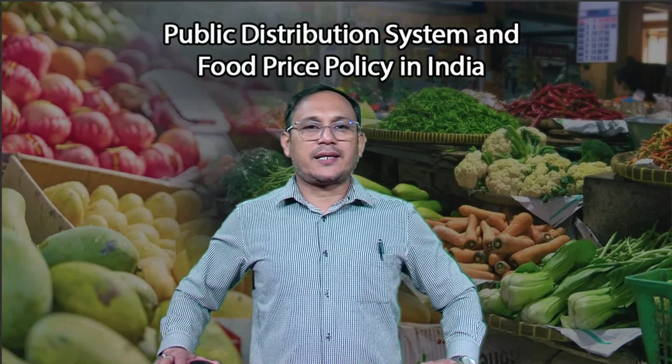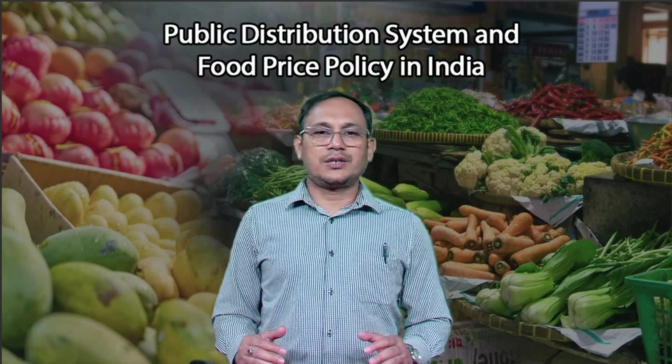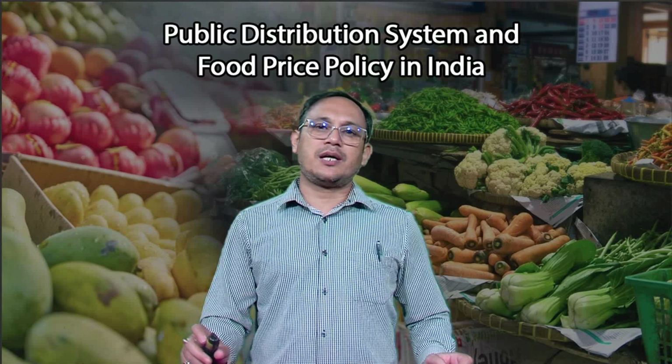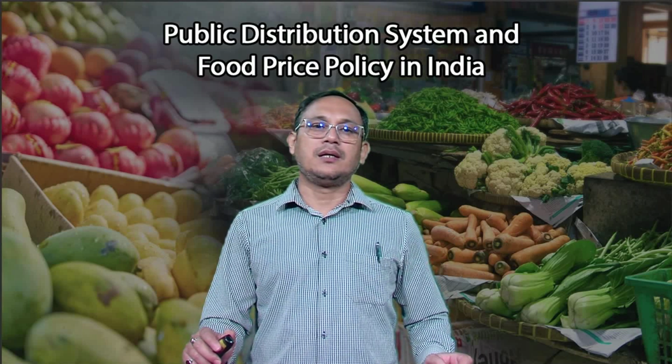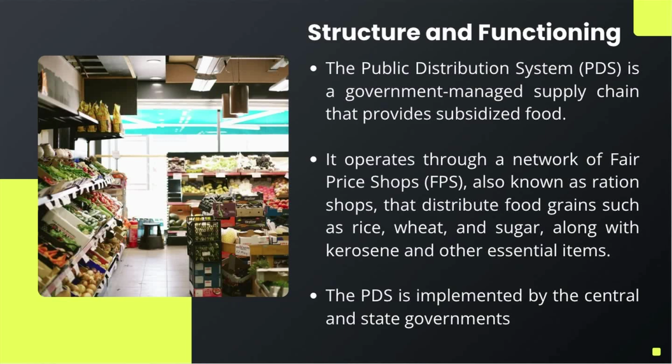Now in this lecture, we will basically discuss the structure, functioning, challenges and impact of public distribution system and food price policy in India. Now, there is no need to explain the public distribution system again and again, because I have already explained in my first two lectures that public distribution system is a government managed supply chain that provides subsidized food and essential commodities to the poor.